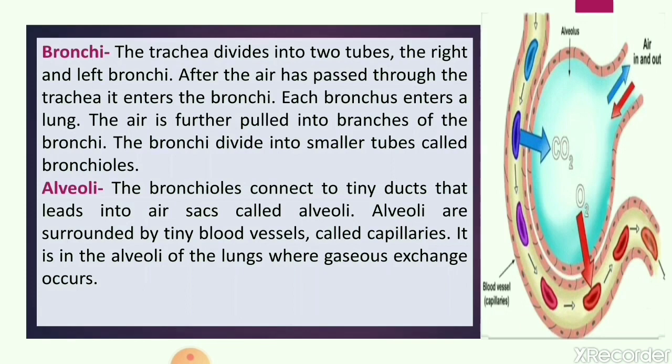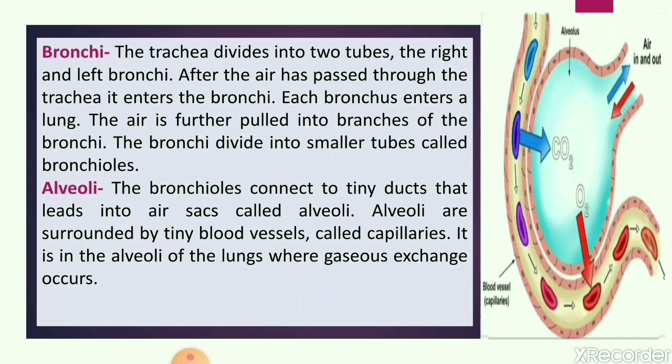Each bronchus enters a lung, and the air is further pulled into branches of bronchi, and the bronchi then further divide into small tube-like structures called bronchioles. These bronchioles get very narrow toward the end, and here also tiny hairs are present, lining the bronchi and bronchioles, which also help in removing small particles.